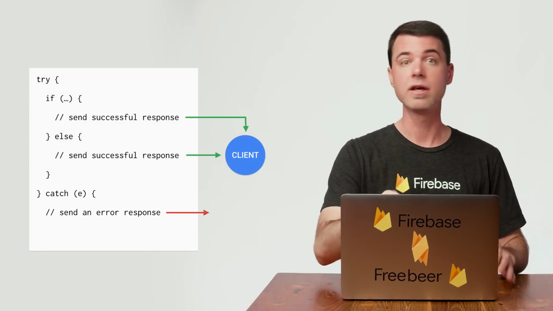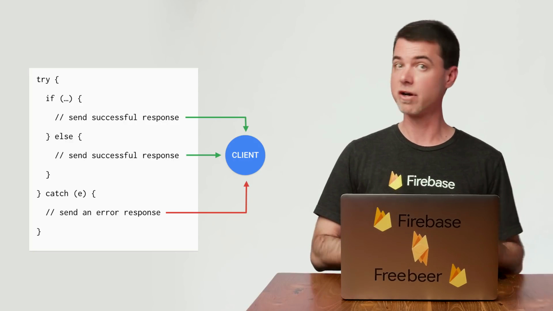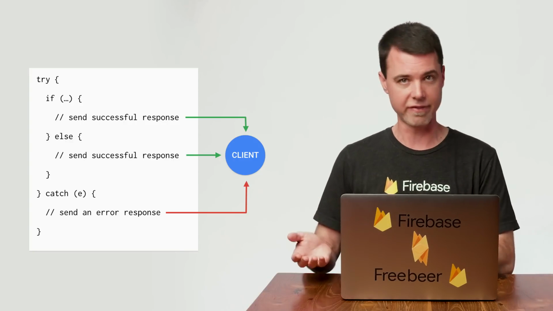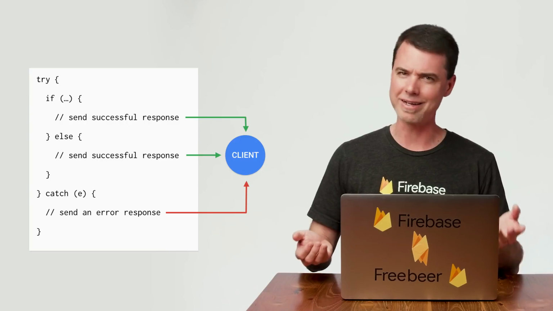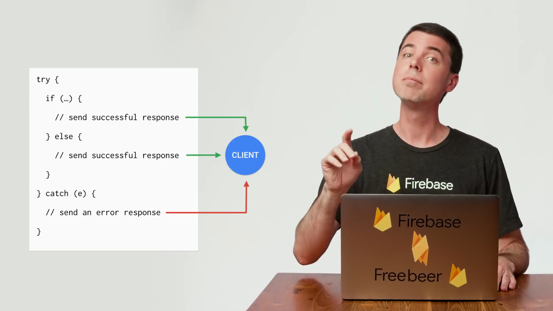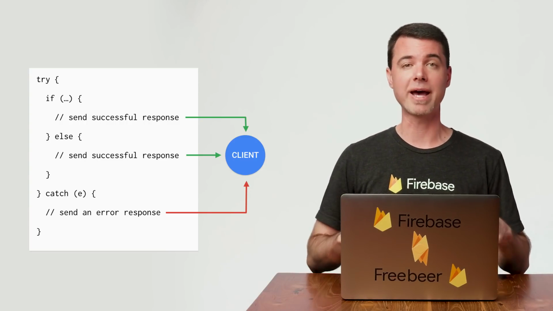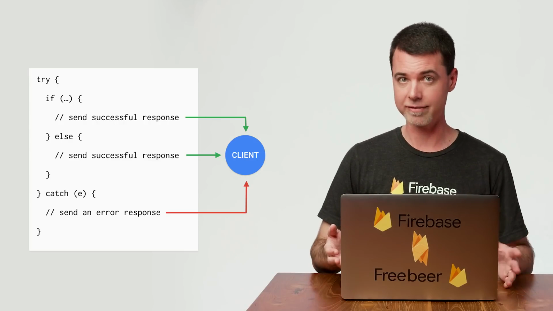This is very important. If you don't send a response to the client, your function will time out and the client will receive nothing after that timeout. That's a pretty bad experience for a web API. So be absolutely sure you're sending something back in all cases, in all code paths.